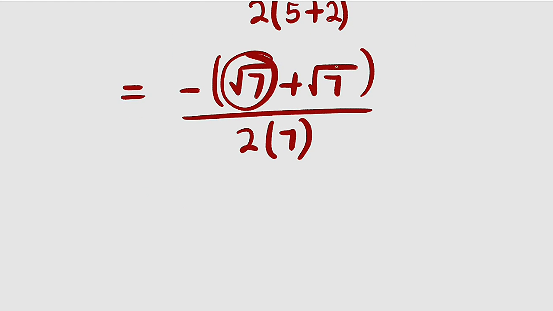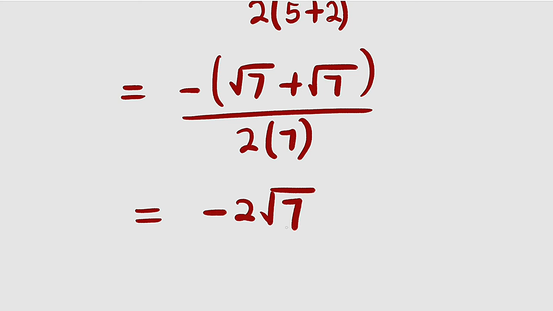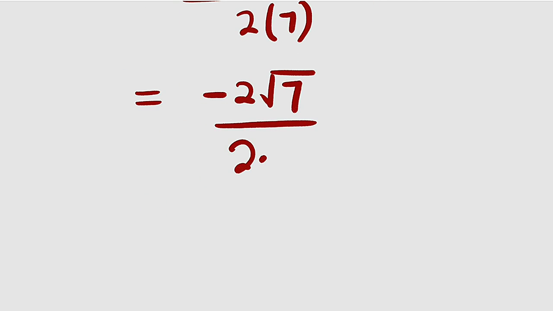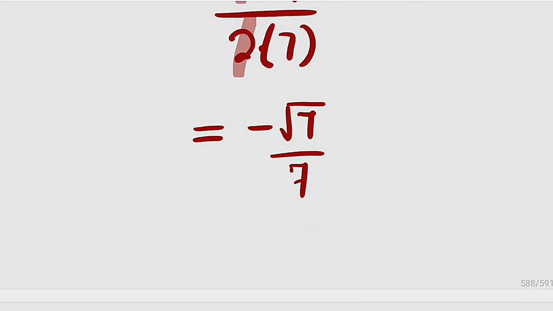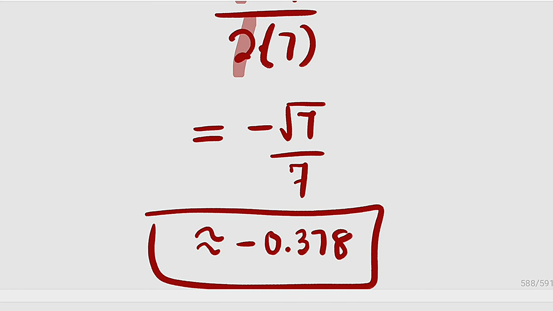To the top we have root 7 plus root 7, which is 2 root 7, right? But we have a negative sign outside, so we have negative 2 root 7 divided by 2 multiplied by 7. So 2 will cancel 2, right? All we have is negative root 7 divided by 7. So this is equal to negative root 7 divided by 7, which is approximately equal to negative 0.378. Final answer.